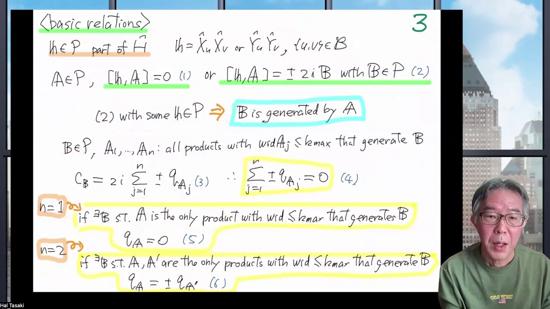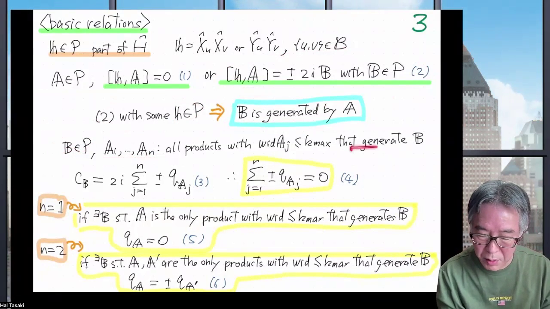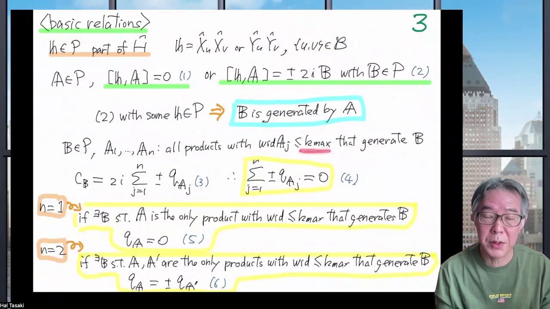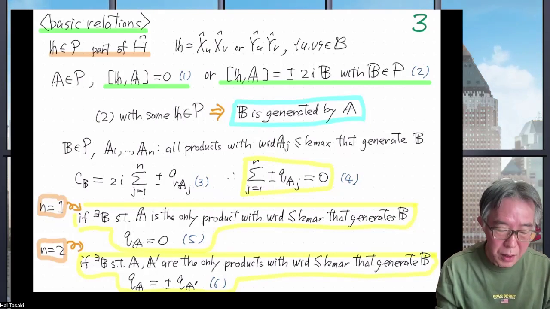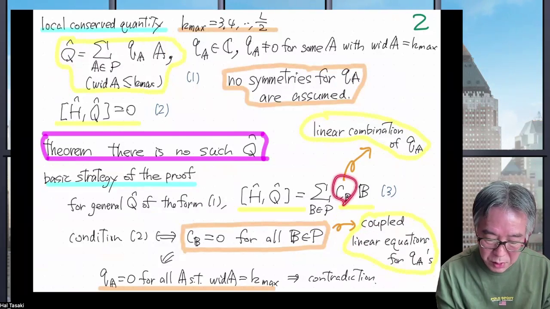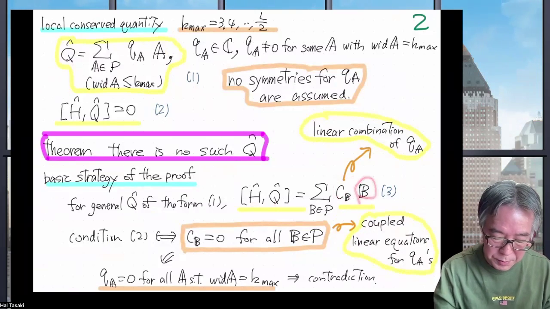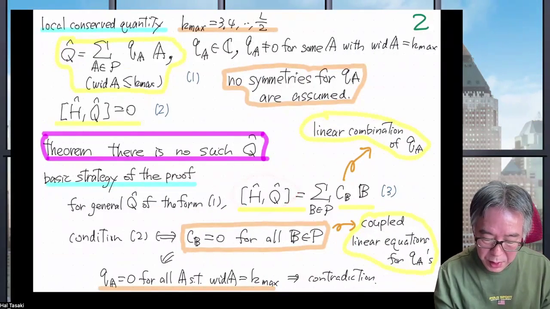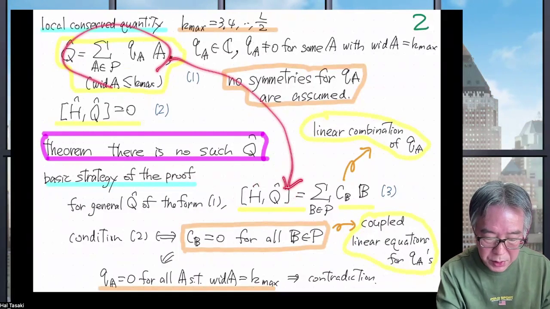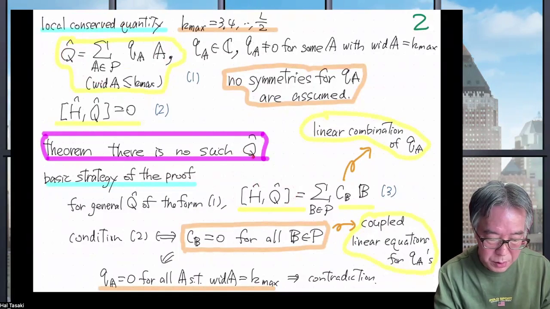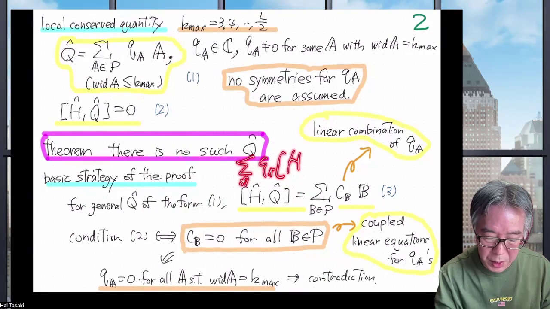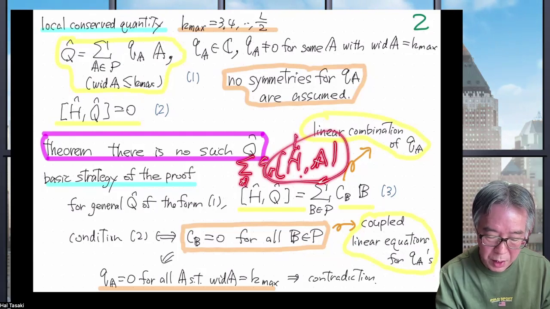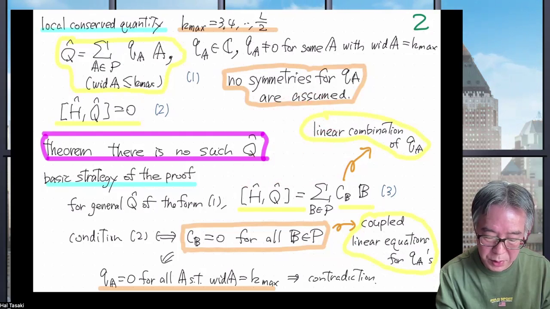Take any product B and list all A's that generate B and also have width less than or equal to k max. And then I claim that this C_B, what is C_B? Well, C_B is this coefficient. You take the commutator between H and Q and expand it in B. If you want to compute this, then you just plug in here. So this is simply expanded in terms of the sum over A, Q_A, and here comes the commutator of h and A. So this commutation relation is important. And again, H is the sum of small h, basically the sum of small h.